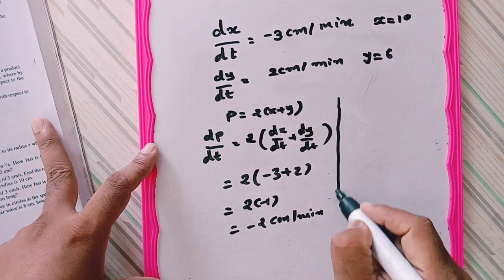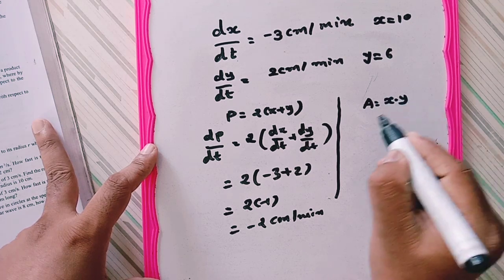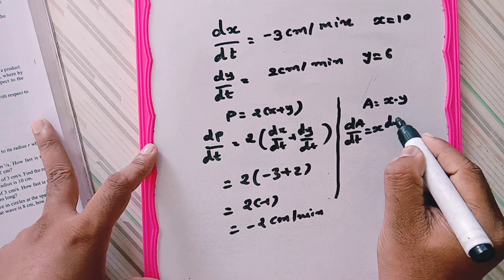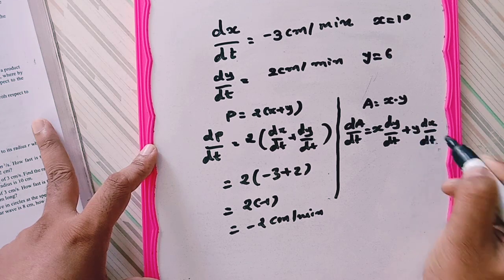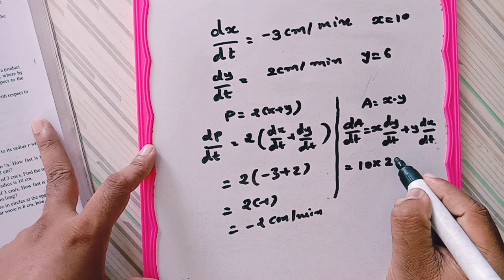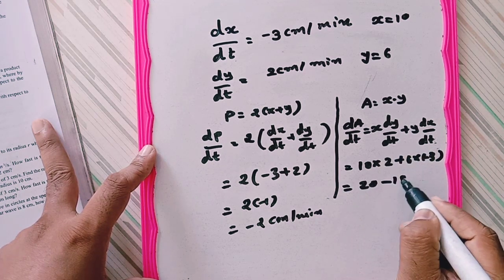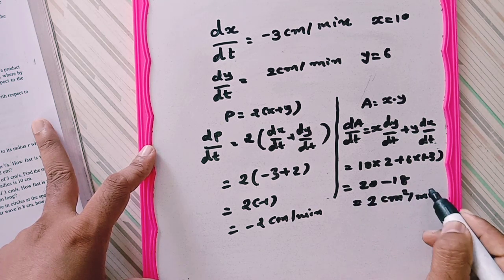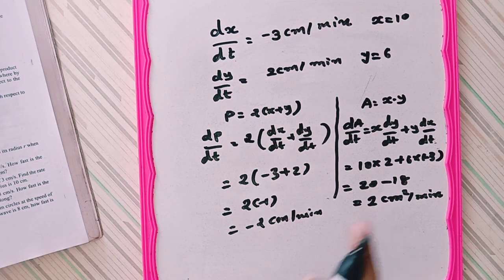Now for the area: area equals length into breadth, that means x into y. So dA by dt equals x as it is into dy by dt plus y as it is into dx by dt. So we substitute the values: 10 into 2 plus 6 into minus 3, and so it is 20 minus 18, which gives 2 centimeter square per minute. So the area increases at 2 centimeter square per minute.